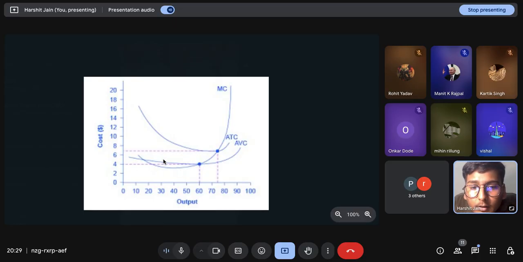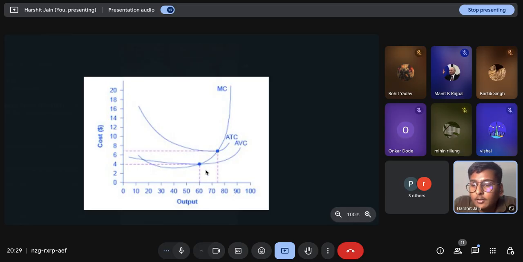Next is the average total cost. Firstly it was too high, then it decreased, then it will also increase at the highest production. That is why average total cost is U-shaped. Initially it falls due to high efficiency, then rises due to higher variable cost.